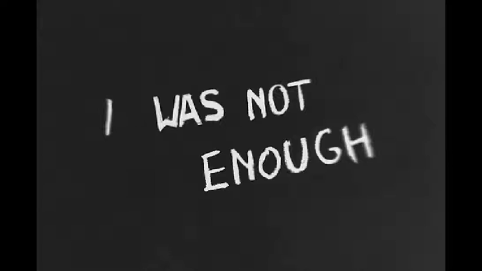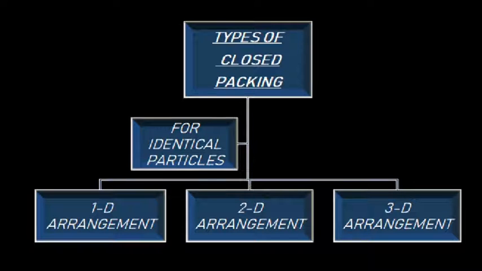This much information about closed packing is not enough to understand them. So now we will see different types of closed packing of atoms in a unit cell, considering that the particles are identical. The first way of close packing is in one dimension. There is only one way of arranging the atoms in a one-dimensional closed packed structure.